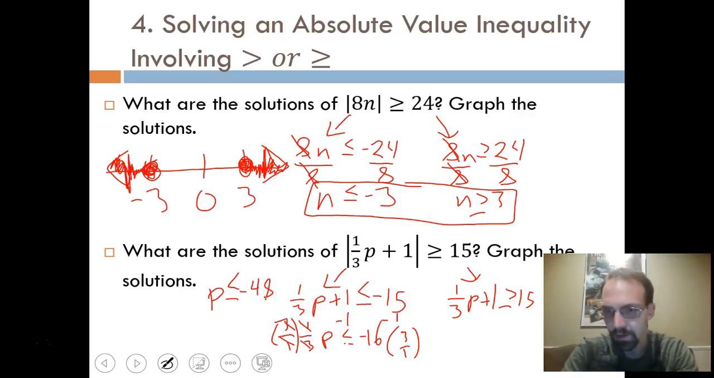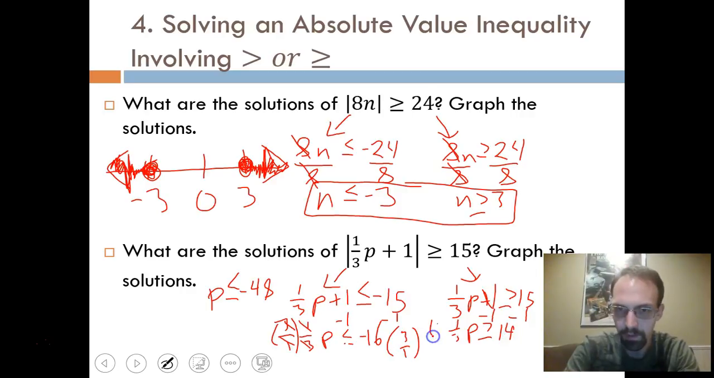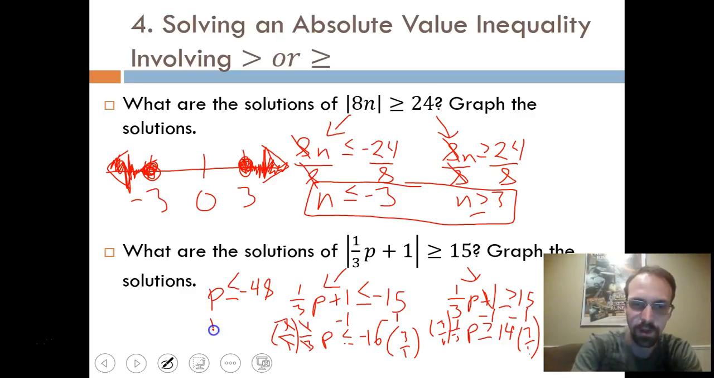That's the first one. Second one, subtract 1 on both sides. Those cancel out. You get 1/3 p is greater than or equal to 14. Multiply both sides by 3 over 1. Let's see, 15 times 3 is 45, minus 3 is 42. So you should get p is greater than or equal to 42.